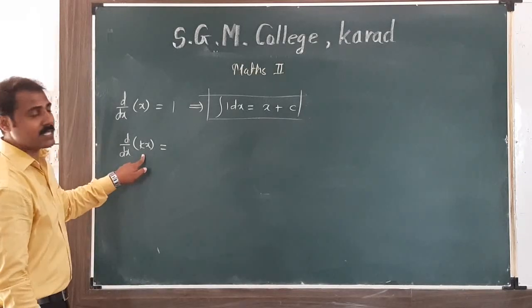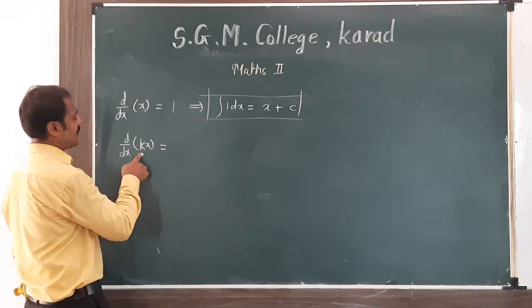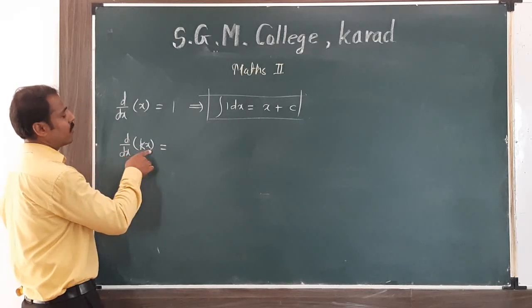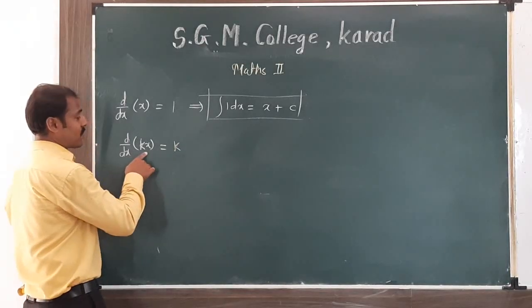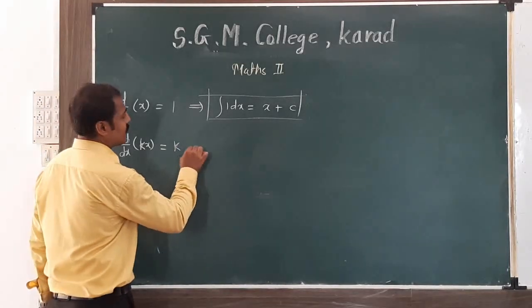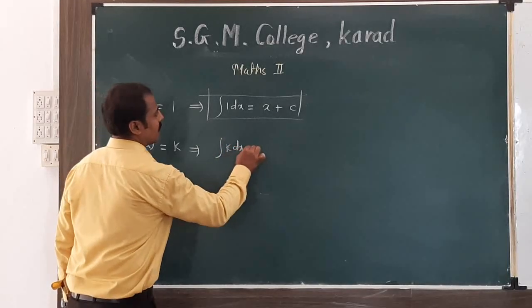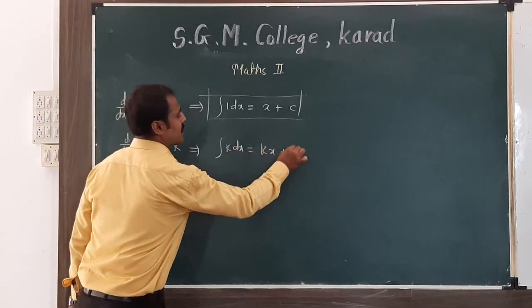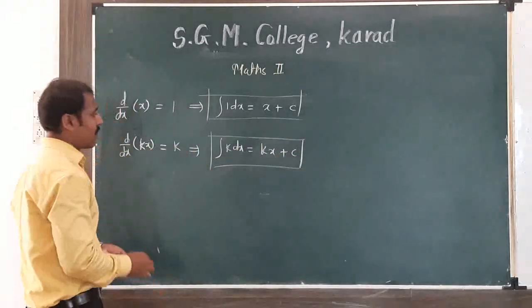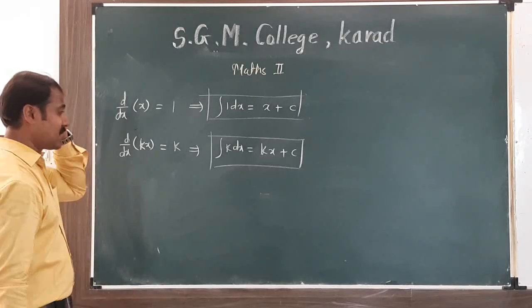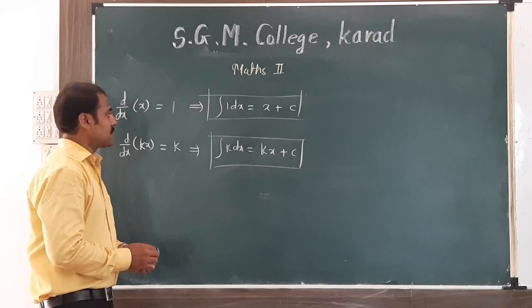Okay, where k is constant, derivative of k into x: k is constant, take it outside the derivative symbol, and derivative of x is 1. k into 1 is k. We know that d/dx of kx is equal to k. This implies integration of any constant number is equal to constant into x plus c. It's our new formula: integration of any constant number is equal to constant into x plus c.